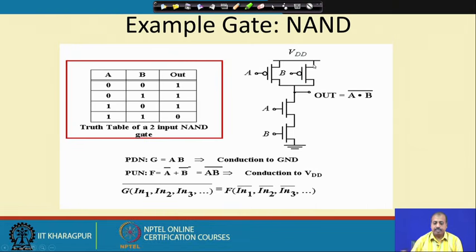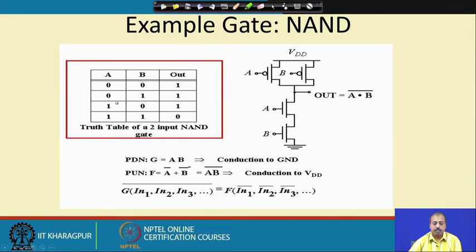So, how do we realize the NAND gate? Here is an example. This is the NAND gate truth table: 0 0 gives 1, 0 1 gives 1, 1 0 gives 1, and 1 1 gives 0. This is the corresponding circuitry. There will be a pull down network consisting of nMOS transistors, and a pull up network consisting of PMOS transistors. These two networks are duals of each other. Whenever I have nMOS transistors in series, the corresponding PMOS transistors are in parallel, and vice versa. If you put nMOS transistors in parallel for some circuit requirement, you have to put the PMOS transistors in series.